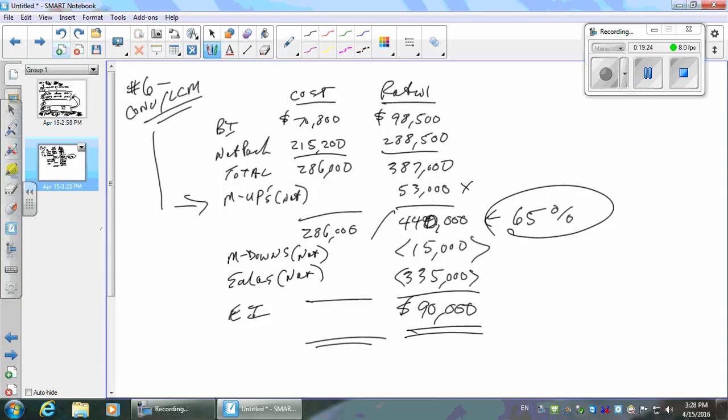What I want to know is how much the ending inventory is at cost. 65% of that is the cost. Do not take the 335 times the 65% and say that's cost of goods sold and subtract that. You won't get the right number, okay? Got it. Do the inventory. So 90 times 65% is how much? 58,000. Yeah, that was the answer to your question.